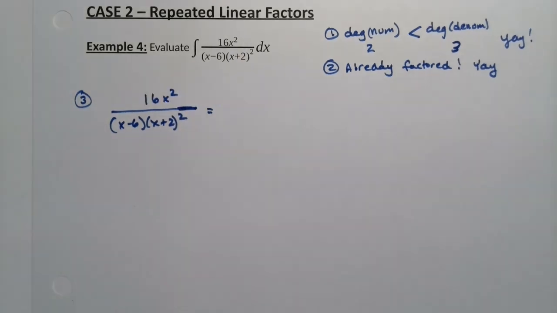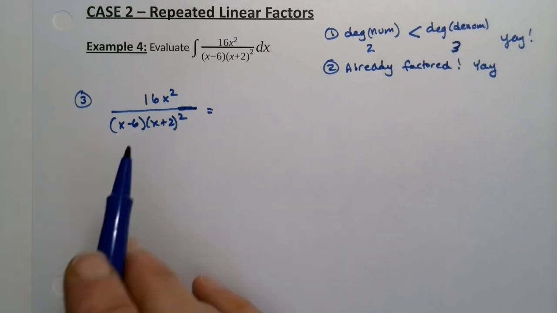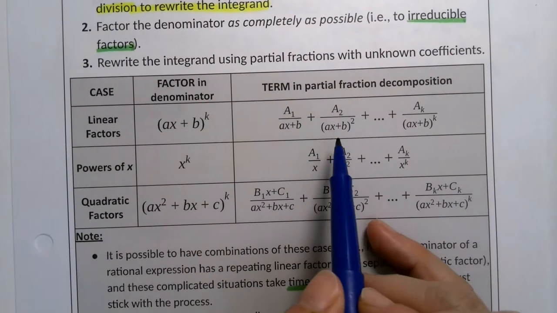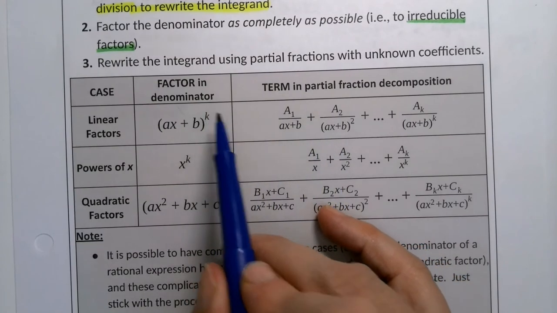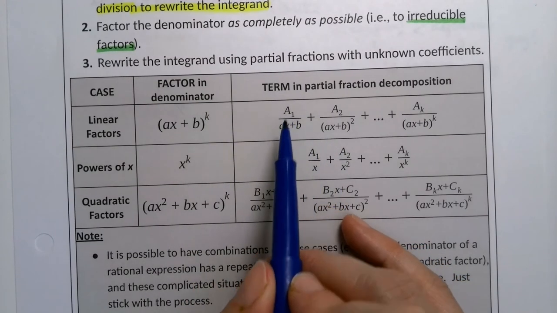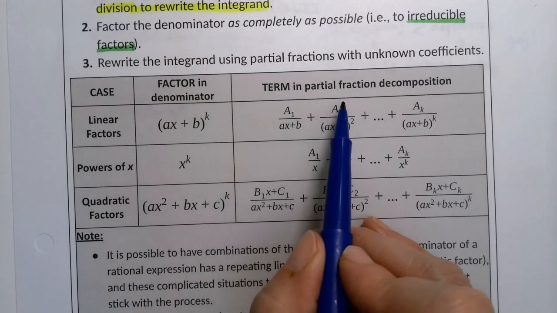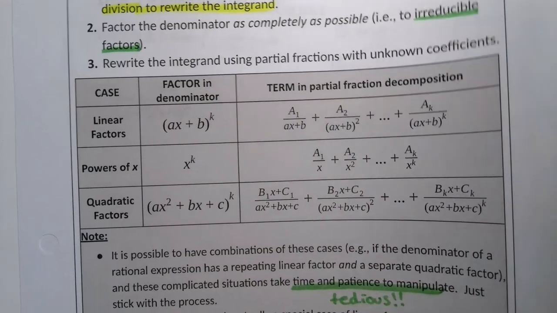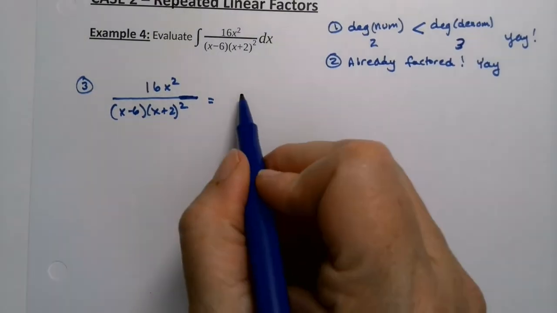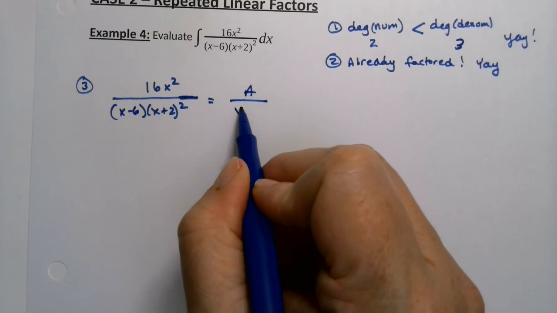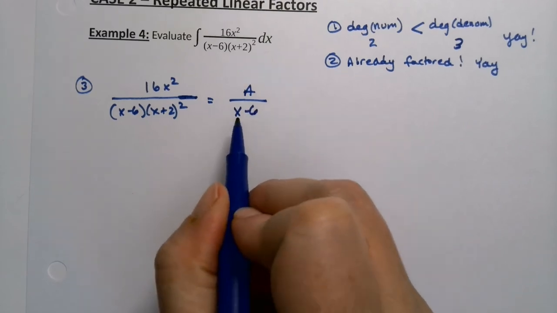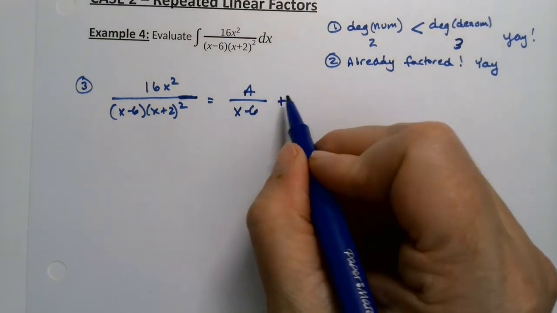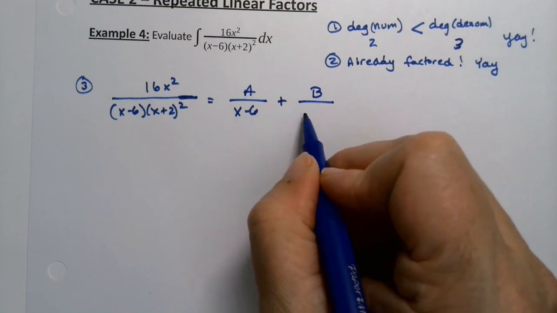Now, remember how this goes. So for repeating linear factors of x minus 6 and x plus 2, x plus 2 is the one that repeats because it goes to a power. So you'll just take A over one of those factors plus another, B, over that factor squared, right? Okay, so I have an A over x minus 6, because there's no repeat on x minus 6, plus B over x plus 2.